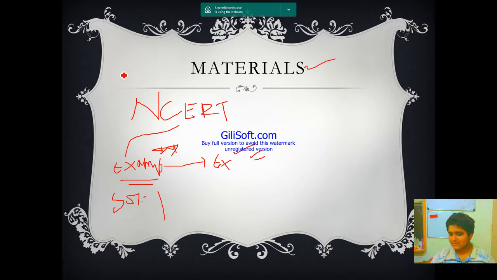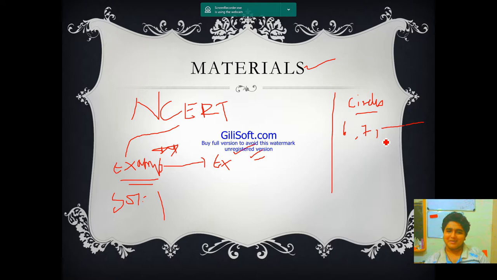For instance, aap circles chapter mein dekhoge to, circles mein, I think example 6 or 7 I believe. Some example is there like this. Itna tough hai, it's almost impossible to solve. Okay, they've given you a circle diagram, I said yeah, kuch. I don't remember the question.